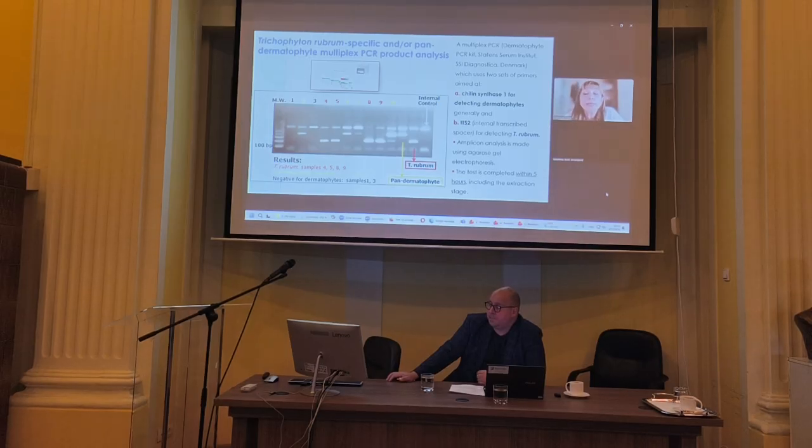The test is completed within 5 hours, including the extraction stage, and the analysis is made after that with an electrophoresis with ethidium bromide. And as you see, we have 2 positive controls, one for Trichophyton rubrum, the other pan-dermatophyte, and also an internal control. And as you see in the pictures, samples 4, 5, 8, and 9 are positive for Trichophyton rubrum, but 2, 6, 7, and 10 are positive for dermatophytes, non-Trichophyton rubrum.